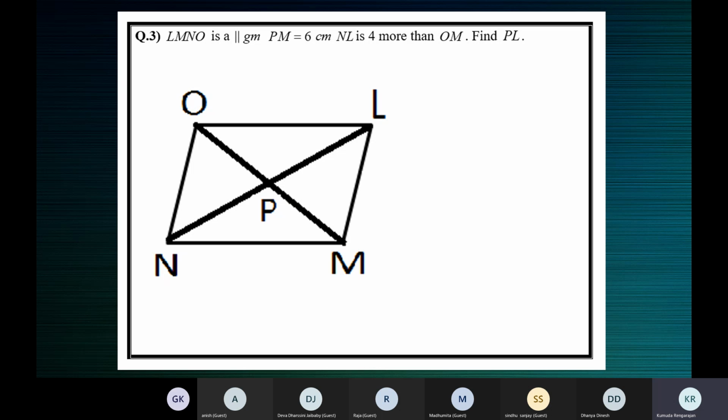We know that the diagonal is cut into two equal halves. Which is the midpoint of NL? P, ma'am. P is the midpoint of NL. What is the length of the diagonal NL? 16 centimeters, ma'am. So then PL will be equal to 8 centimeters. 8 centimeters, ma'am. Very good, children. I hope it's clear. Yes, ma'am.